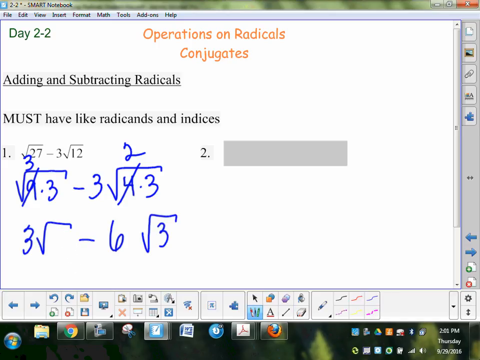Yeah, root 3 here. Do I have like radicals with the same index value? Yeah, the coefficients are different, but the index is the same. So what would I do? Well, just add or subtract the coefficients. What's 3 root 3 minus 6 root 3 going to give you? Negative 3 root 3.